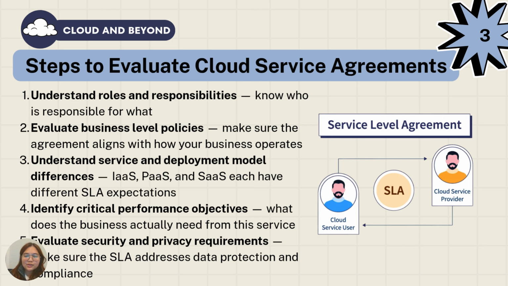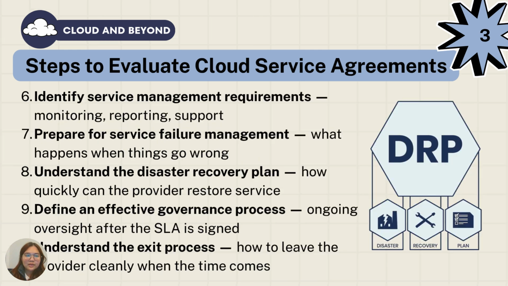So this includes the services that need to function, how's the performance, how's the uptime, how's the efficiency of it. Fifth one is security and privacy. Make sure that the SLA explicitly addresses data protection and compliance obligations, because if there's a data breach and it's not in the contract, you will be liable and you might find yourself with very limited recourse. Next one is service management.